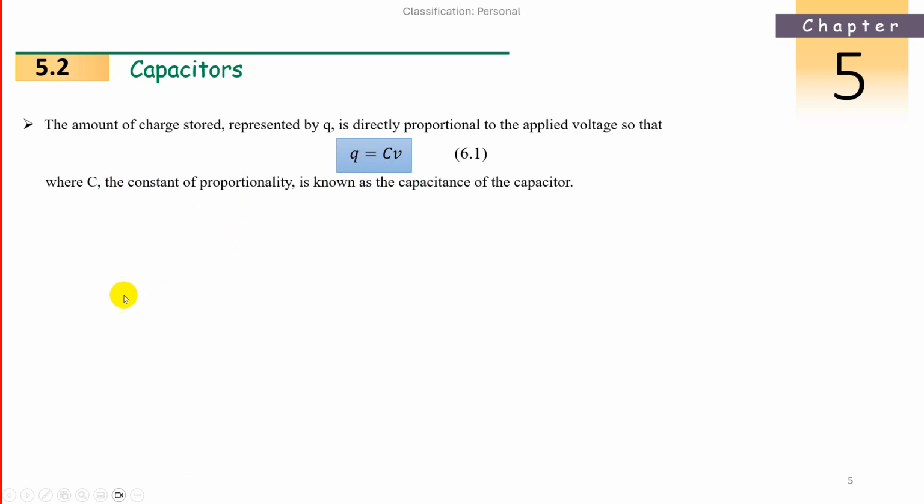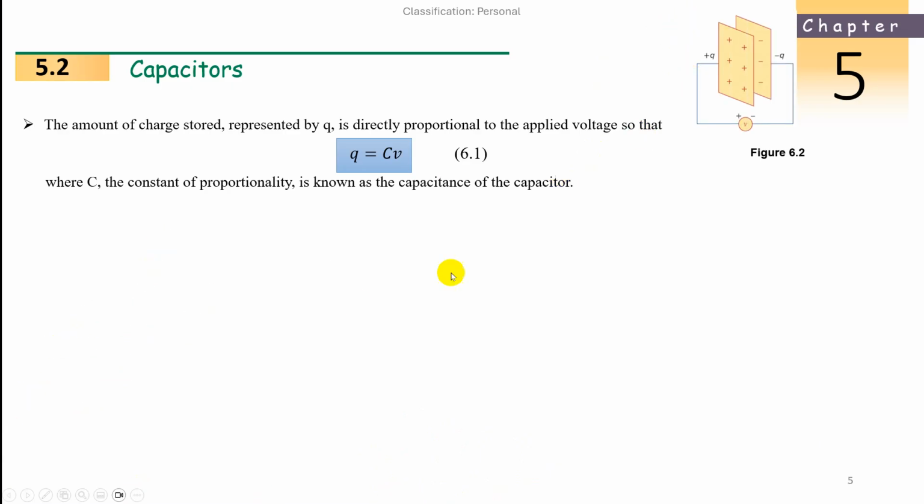Now what is C in the form of construction? Like resistance R, V is equal to IR, where R is the proportionality constant. What is the R value? As per the construction of the resistance, R is equal to rho L by A: length, over area, multiplied by resistivity. So like this, we have a C equation also, the capacitance equation. We'll see that one.